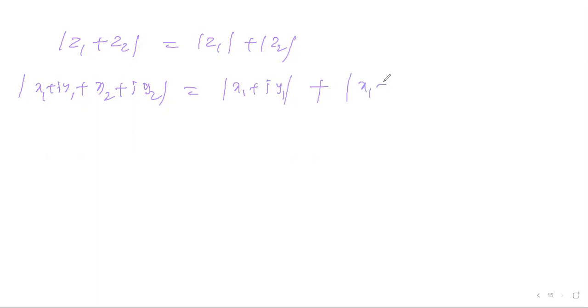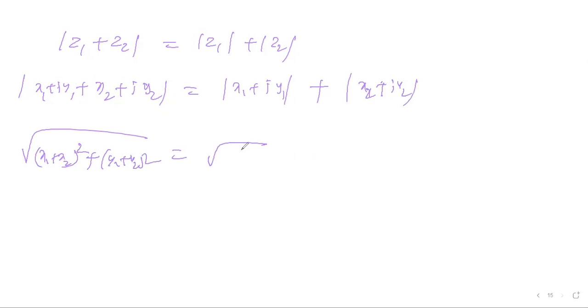Then x1 plus x2 plus i(y1 plus y2). Clear? Now we'll take the modulus on both sides. The modulus of this is the square root of (x1 plus x2) whole square, the real part, plus the imaginary part, (y1 plus y2) whole square.